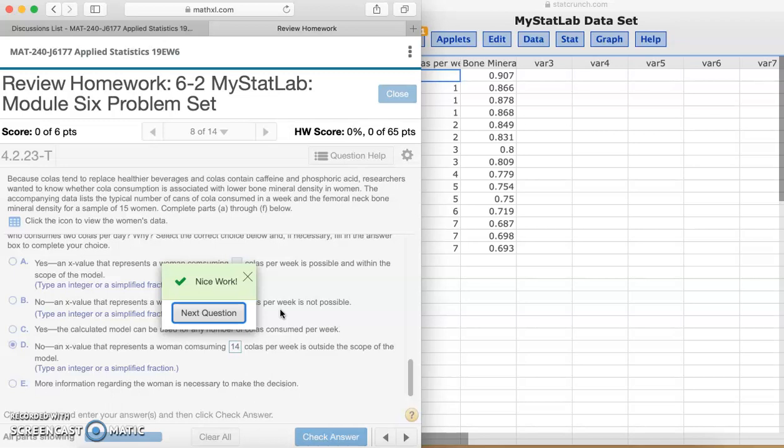All right, that's how you do problem number 8. I wanted to walk through this to show you some of the interpretations for the different slope, intercept, and how you apply those in the model. So if anybody has any questions, let me know.